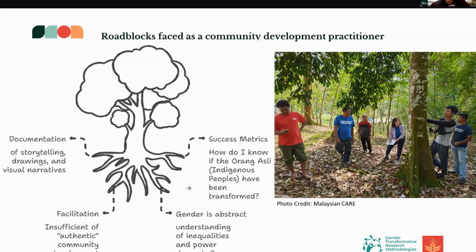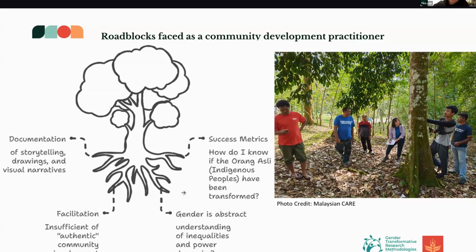So for instance, looking at the community that I work with, the indigenous people, what are the hidden powers, like how a specific sex group dominates certain types of crops that they can plant. And then the third roadblock that I would like to highlight is that gender is abstract for the indigenous people.